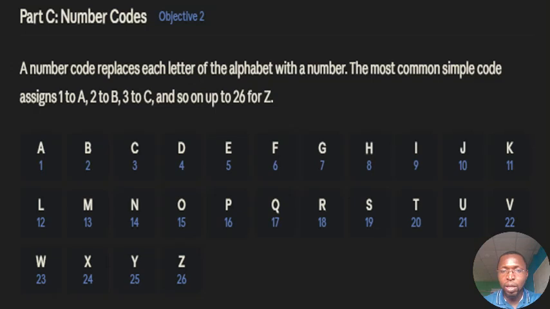So I will say that let's go to the number codes. A number code replaces each letter of the alphabet with a number. We see the alphabets in English they are 26. So A represents 1, B represents 2, C represents 3, and so on like that until the last one, Z, 26. So we can use this number code to write a sentence or phrase. Okay? All right, so let us see how that works.